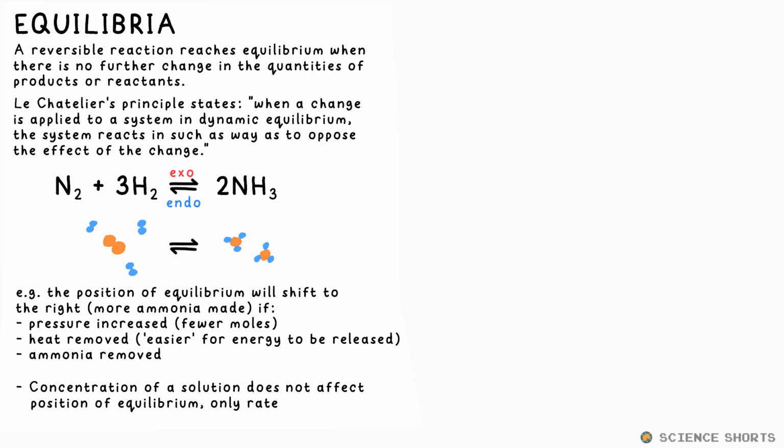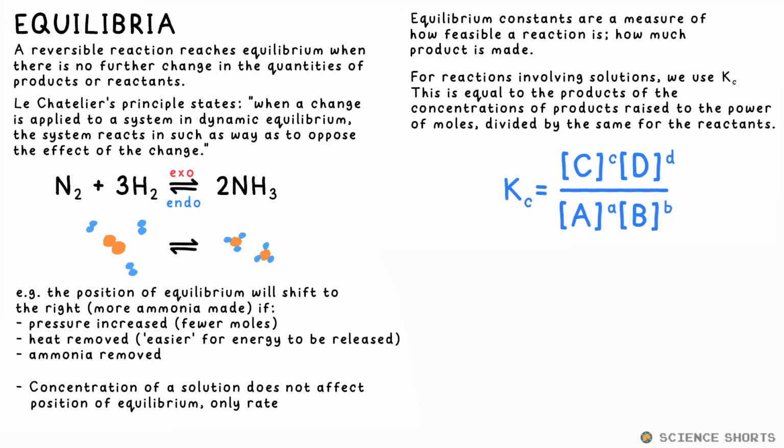Concentration of solutions does not affect the position of equilibrium, nor does the presence of a catalyst. They merely affect the rate of reaction. The equilibrium law is this; square brackets denote concentration of a substance, by the way. The product of the products, that is, multiplied, raised to the power of their numbers of moles, divided by the same as that of the reactants, is equal to a constant. This constant is called Kc, and it's called the equilibrium constant, naturally.